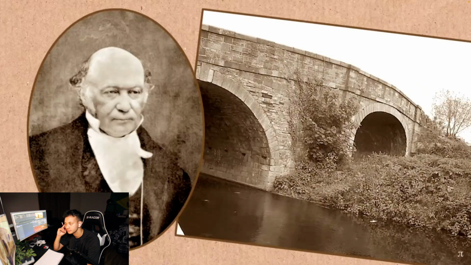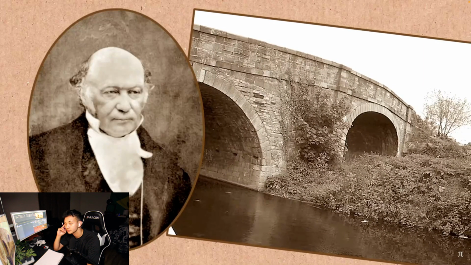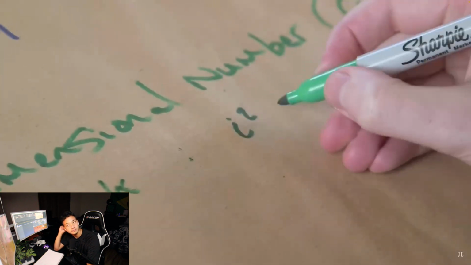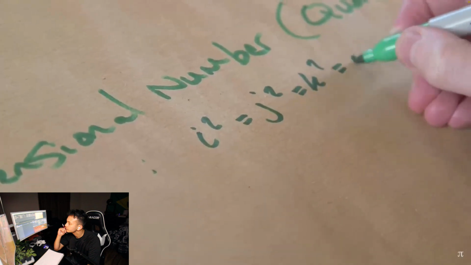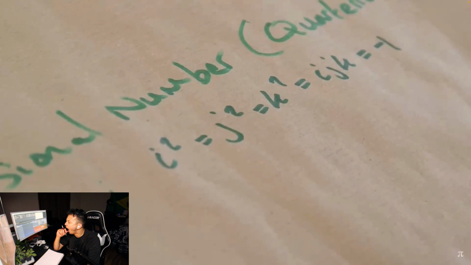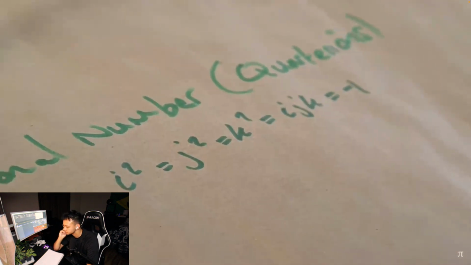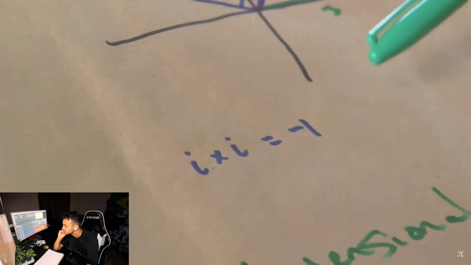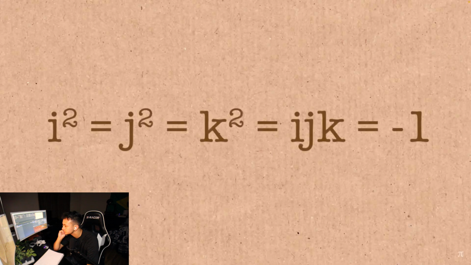It didn't happen. He walked over to a nearby bridge over the canal and he carved in the rules that he needed to make this work. These are the rules that he carved into that bridge. i squared is equal to j squared, which is equal to k squared, which is equal to i times j times k, which is equal to -1. It's very similar to the complex number idea. The complex numbers, i squared equals -1. That's what we needed for that. It's very similar, but no, we need i, j, and k.